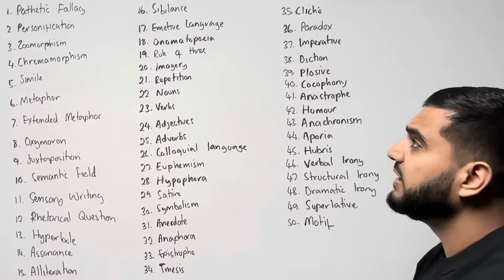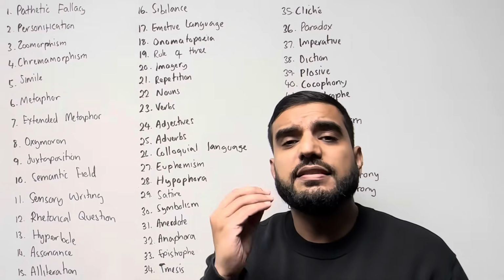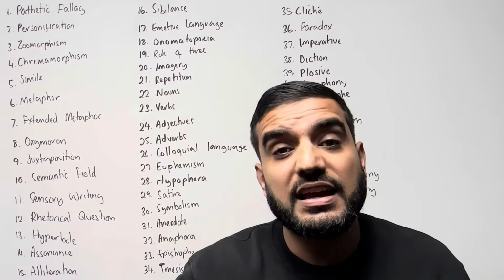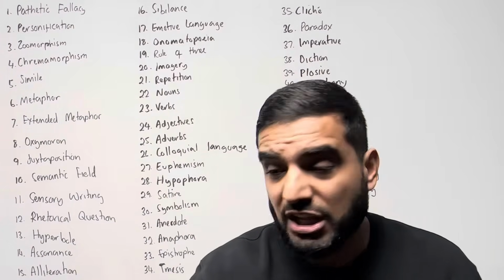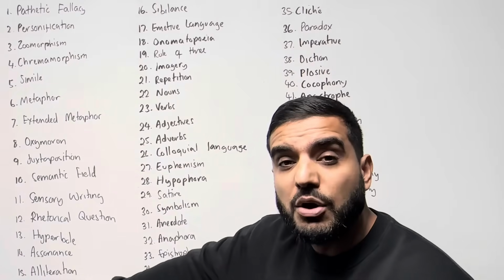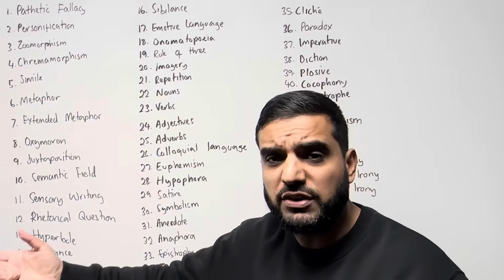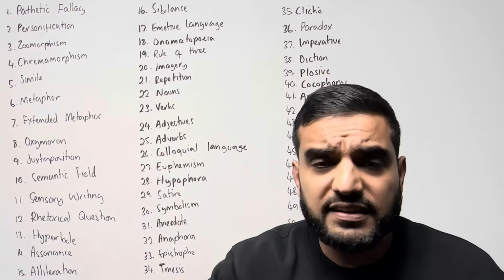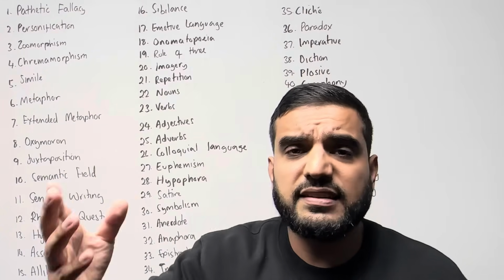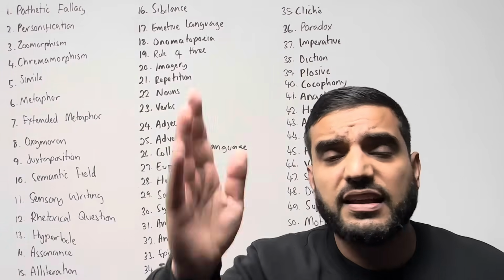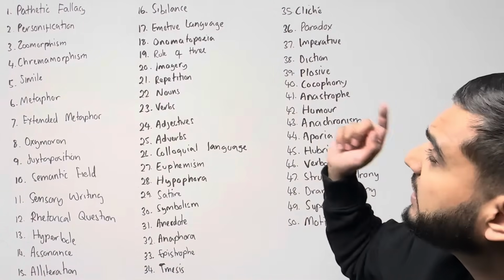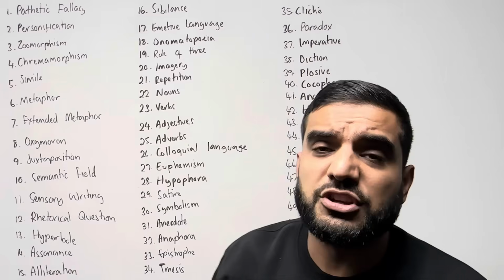Number 16, guys, sibilance. I like sibilance. Guys, sibilance is when you repeat the S letter or the S sound. So it's basically that, but with the letter S. So for example, the snake slowly slithered through the sand. S.